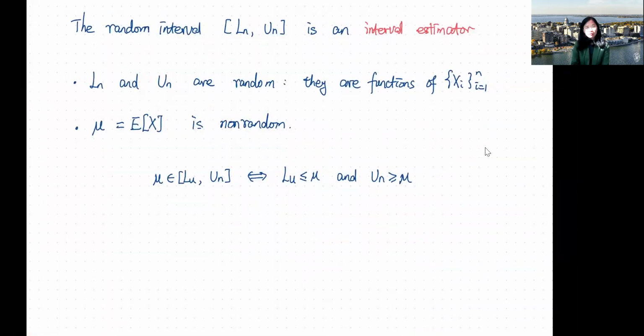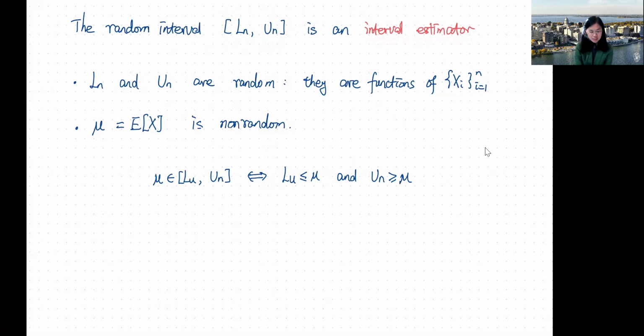A random interval like this is also called an interval estimator. So it is also an estimator. It is also a guess of the true parameter. But the guess is not a point guess, but rather an interval guess. So the guess is that the true value is in this interval. So the confidence interval is an interval estimator.